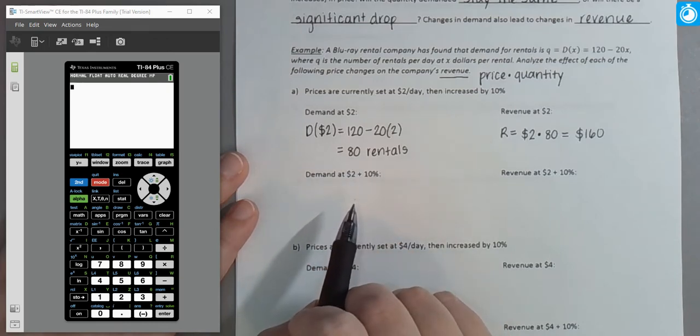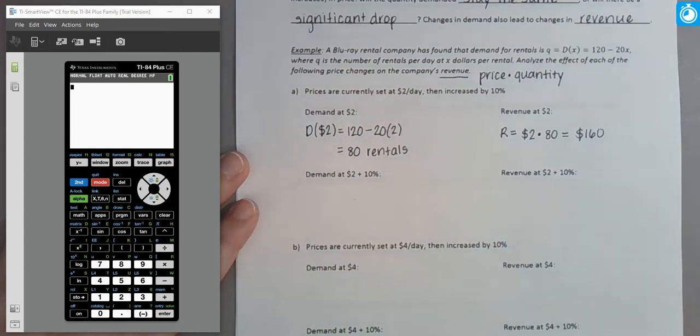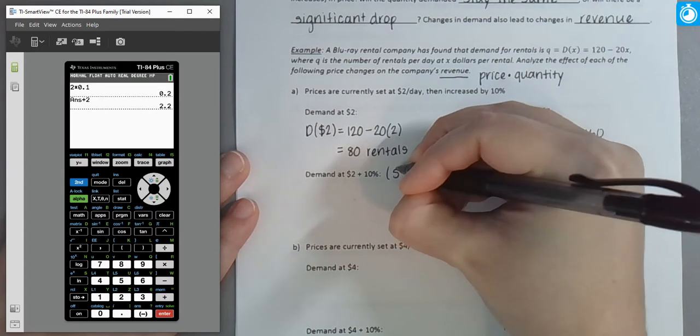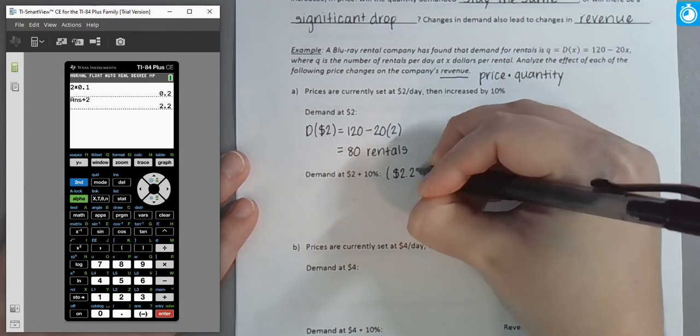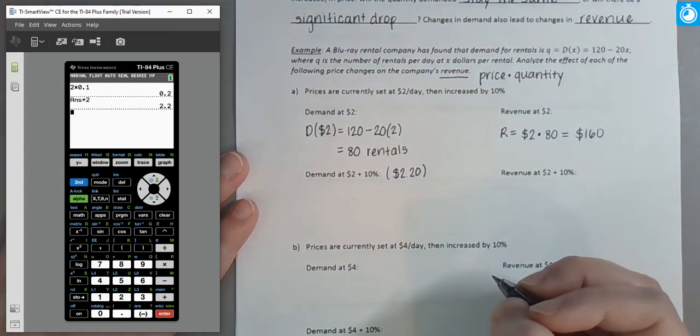Well, number one, we need to know what 10% of that original price would be. So if we take $2 and multiply it by 10%, otherwise known as 0.1, that means we're increasing the price by 20 cents. So we're starting at a price of $2, and then we're increasing by 10% of that, which would be 20 cents. So if we take 20 cents and add on the $2 we're already charging, that means we're charging $2.20 per rental.